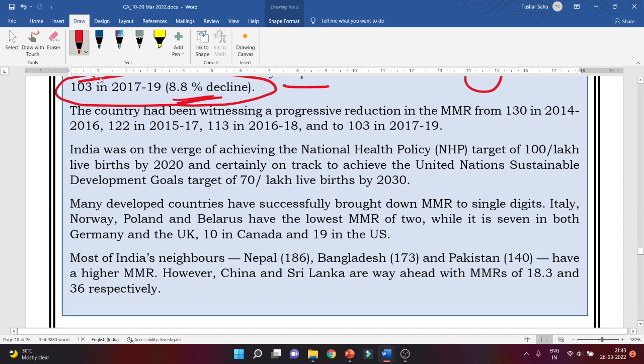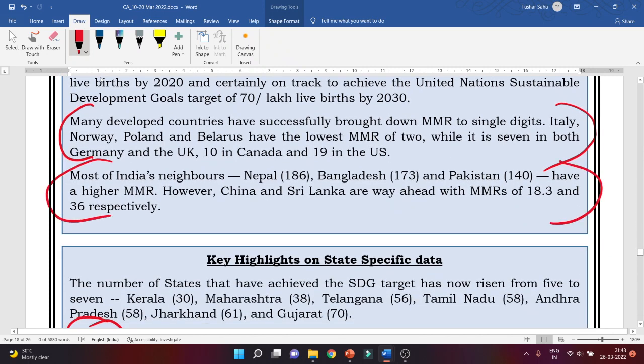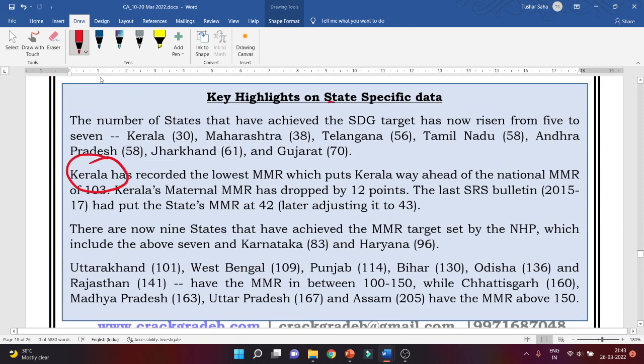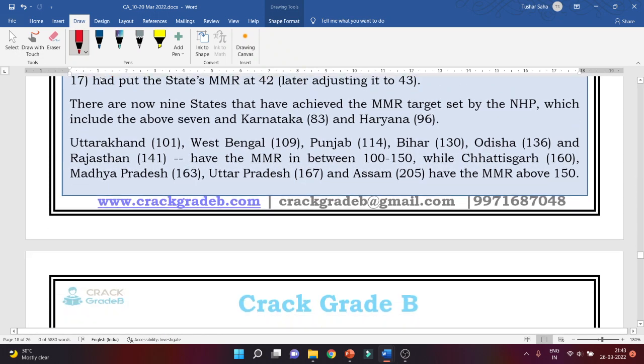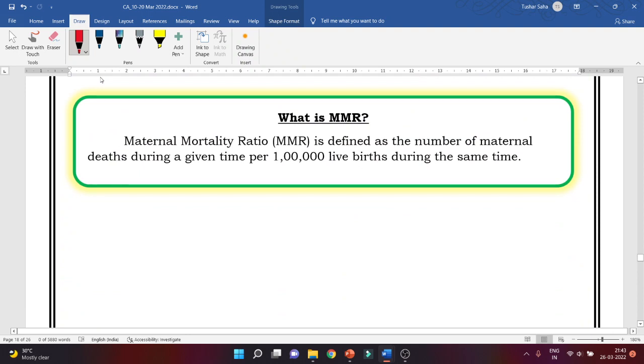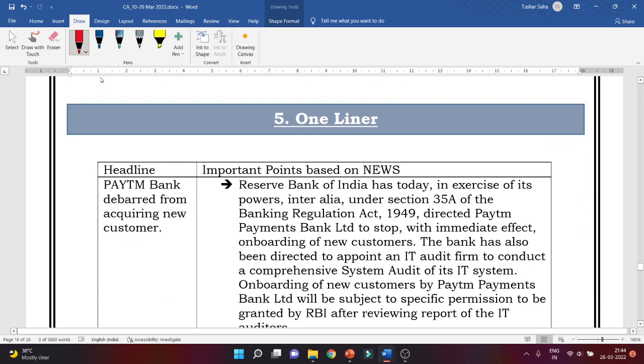There are a few important data points here. This is about the nation, which you should go through. This is about India's neighbors, which you should remember, and then this is the state-specific data. Absolutely, the best state is Kerala, which you should remember. You don't have to remember every one, but Kerala is followed by Maharashtra, Telangana, Tamil Nadu, Andhra, Jharkhand and Gujarat. So these are some of the best states. Let's move forward and see what MMR is. The definition is already there. So with this, I think we have come to the one-liners.